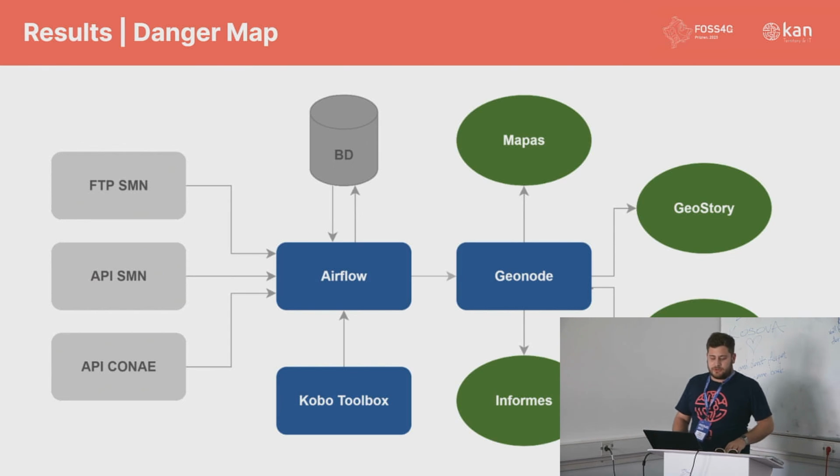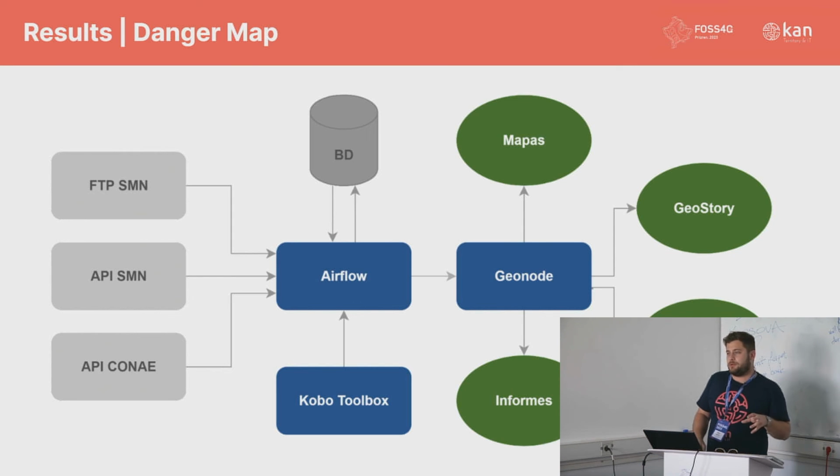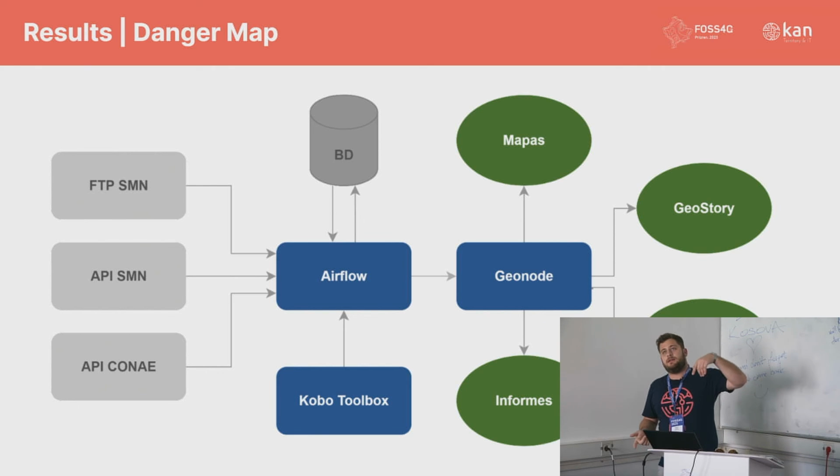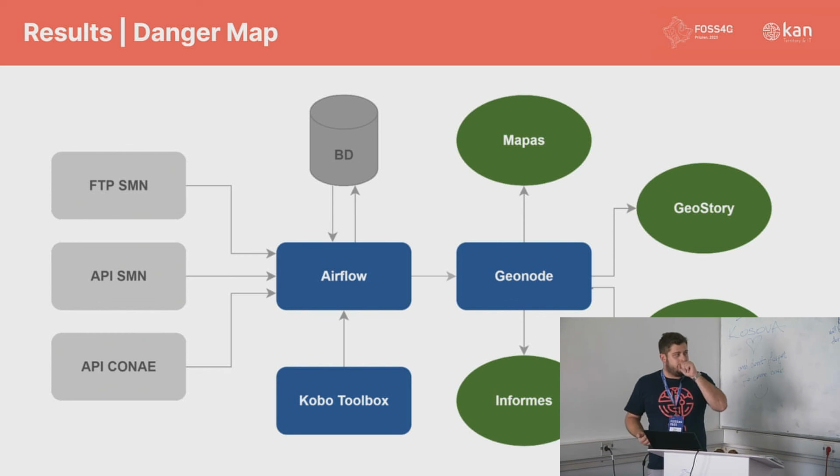And in terms of architecture, we end up with basically the Airflow that was working a lot in parallel with the ingestion of the Kobo forms, the availability of the choices with the validation that the people made in the application, and consuming the SMN API and the FTP to get all of the information and process the indexes, and uploading them to Geonode.